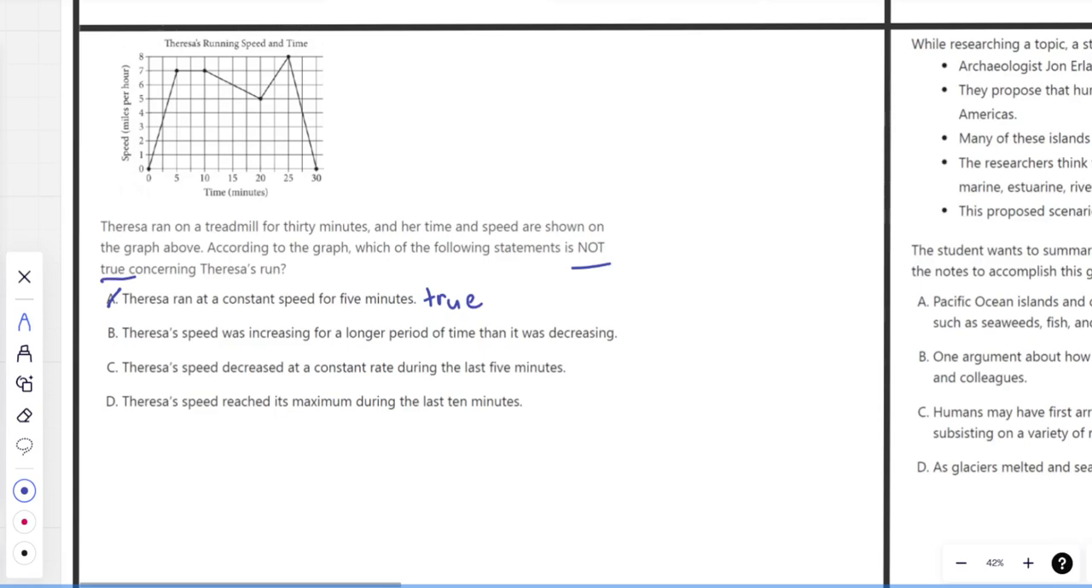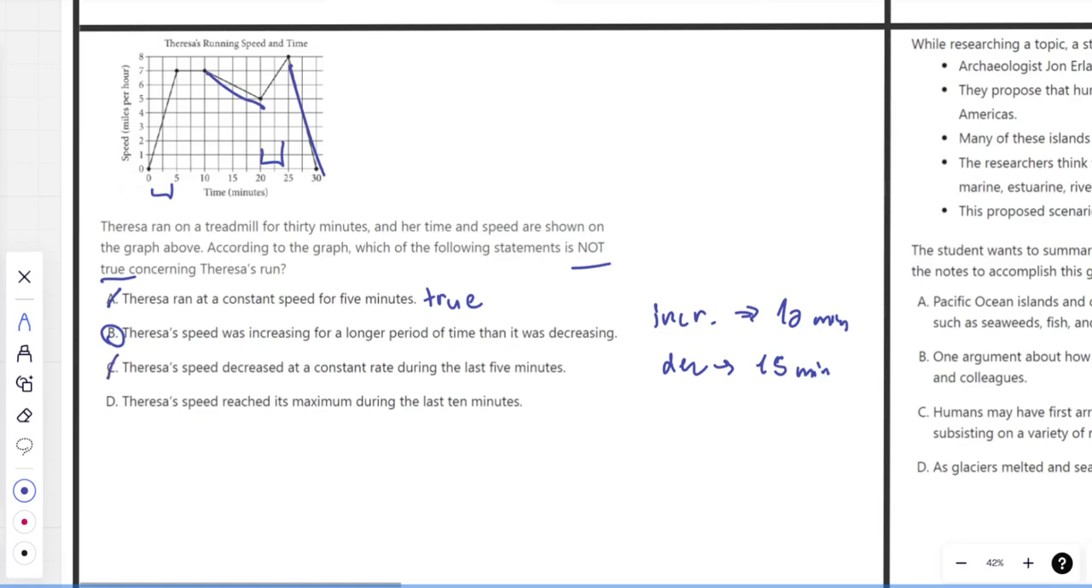Yep. Teresa's speed was increasing for a longer period of time than it was decreasing. So let's see. It was increasing for 5 minutes plus 5 minutes, so it was increasing a total of 10 minutes. It was decreasing for 10 minutes right here and 5 minutes right here, so it was decreasing for 15 minutes. So actually B would be the right answer here. It's not true that her speed was increasing for a longer period of time. It's actually decreasing for longer.